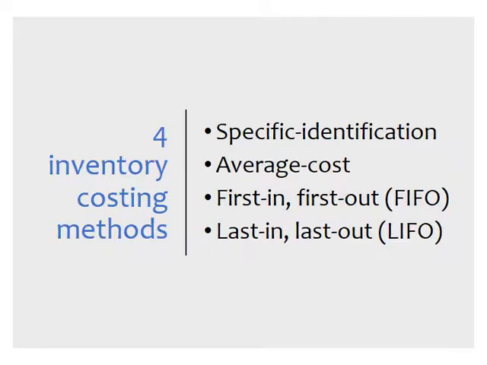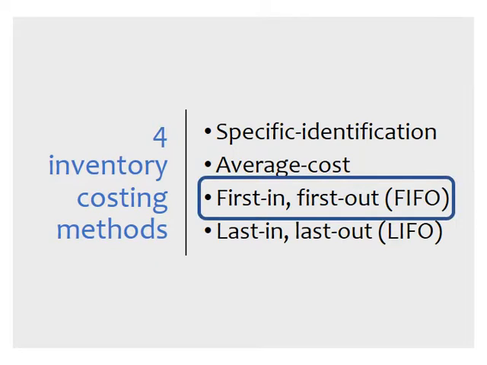We are going to cover the first in, first out inventory cost method, more commonly referred to as FIFO. Under the FIFO method, the first costs into inventory are the first costs assigned to cost of goods sold, hence the name first in, first out. Ending inventory is based on the latest costs incurred, while cost of goods sold is based on the earliest cost.